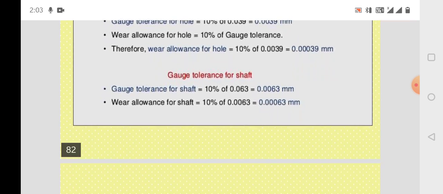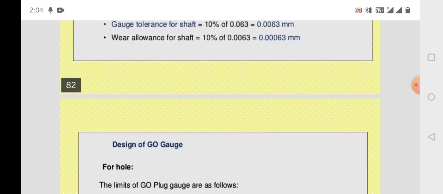Then gauge tolerance for shaft is 10% of the work tolerance. वर्क टॉलरन्स किती होता शाफ्टवर, 0.063, त्याच्या 10% म्हणजे 0.0063. विअर अलाउन्स किती आहे त्याच्याही 10%, जे 10% ऑफ गेज टॉलरन्स, it becomes 0.00063. So this is what is gauge tolerance.